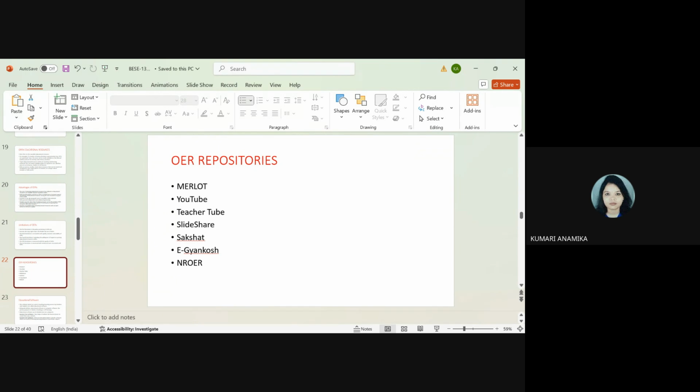Next one is SlideShare. SlideShare was founded in the year 2006. Sometimes when we don't have time and we just want to get a PPT on a topic, if you go to Google and search SlideShare on this topic, you will find different PPTs that have been prepared. You can use that PPT for making your teaching learning process very effective.